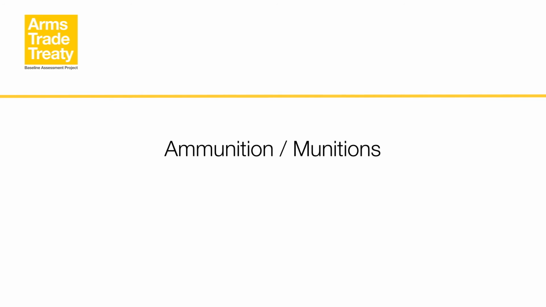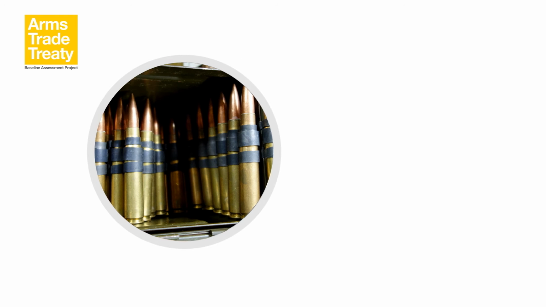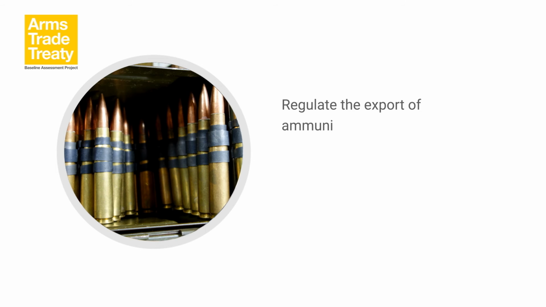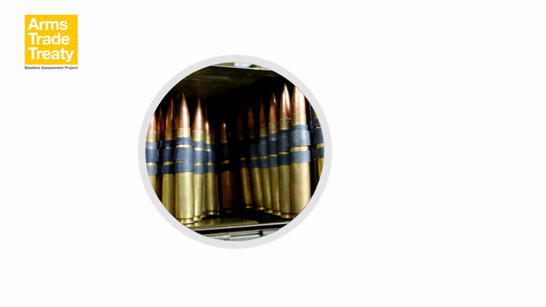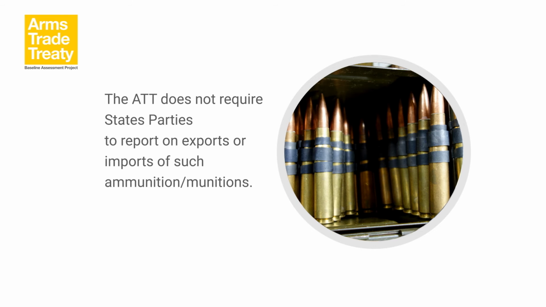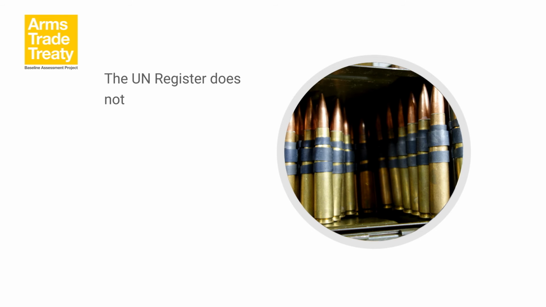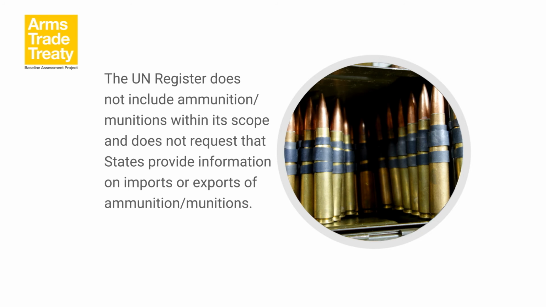Ammunition. The Arms Trade Treaty requires that states parties maintain national control systems to regulate the export of ammunitions or munitions associated with the conventional arms covered in Article 2, Paragraph 1. But it does not require states parties to report on exports or imports of such ammunition or munitions. Similarly, the UN Register does not include ammunition within its scope and does not request that states provide information on imports or exports of ammunition.